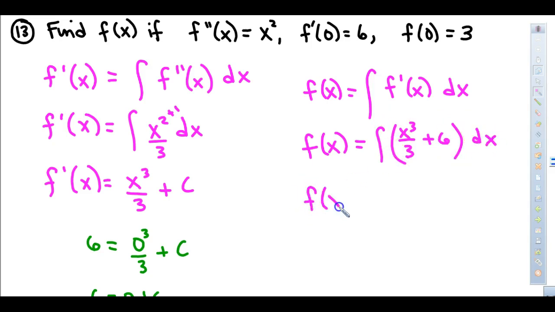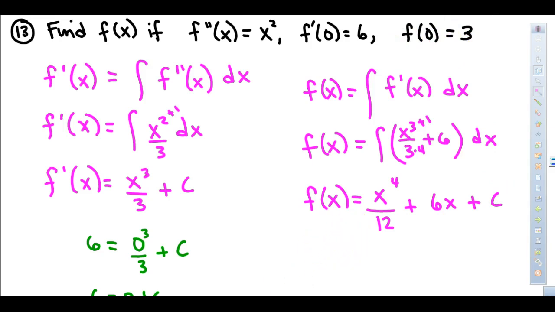So f of x, when we integrate this, I'm going to add 1. That gives me 4. So dividing by 4 means I have to multiply that 3 by 4 down here. So that gives me x to the 4th over 12. And when I integrate a constant with respect to x, then I just have to say 6 times x. And then plus c. Alright? So now I'm going to use this ordered pair right here that is on f to figure out what c is.